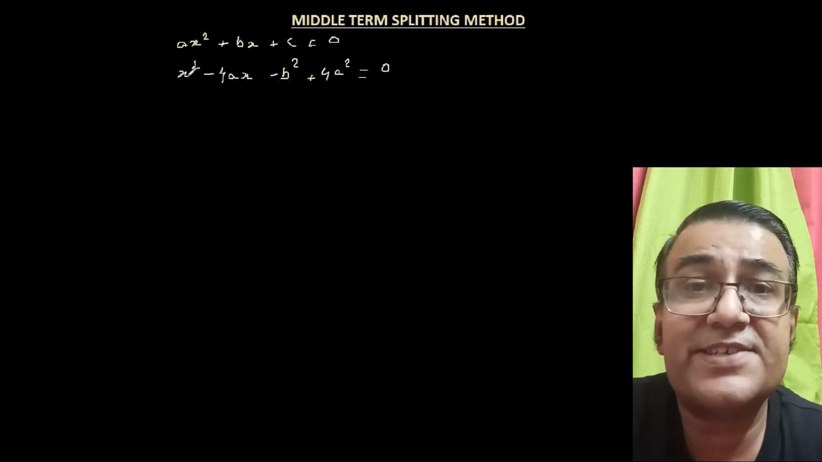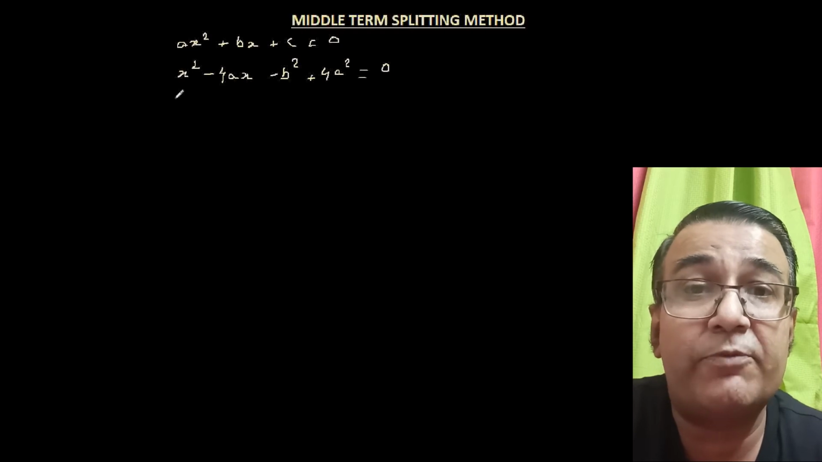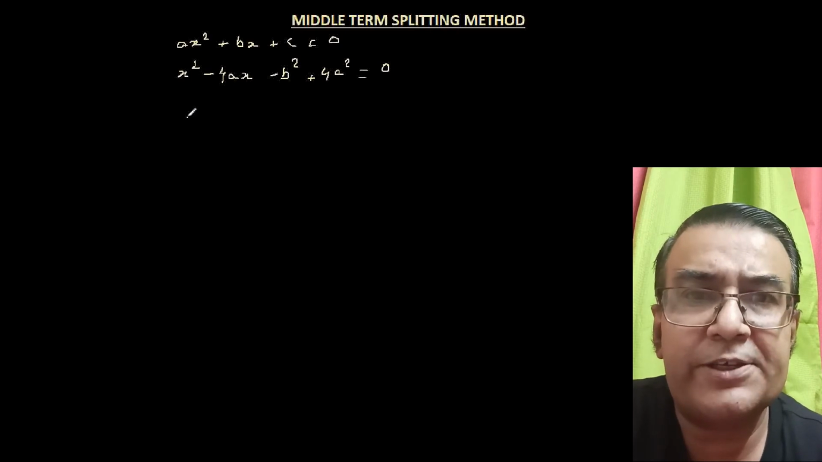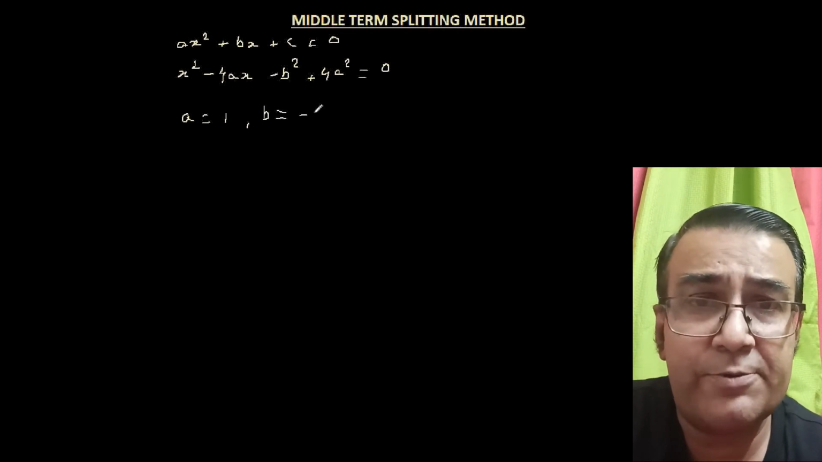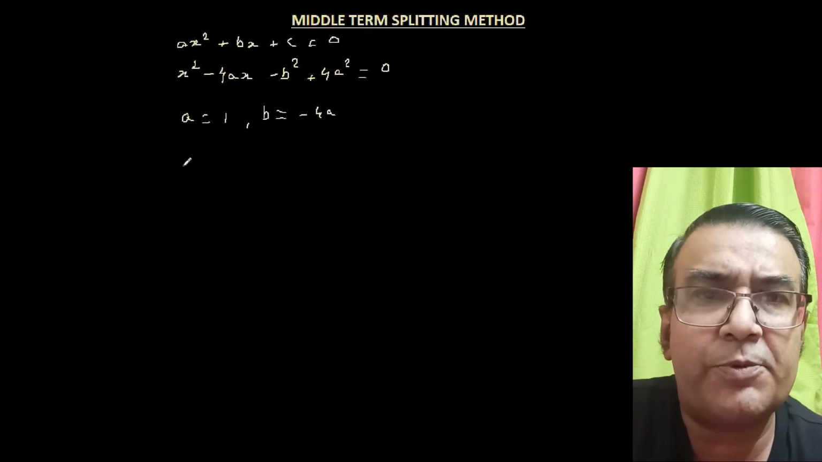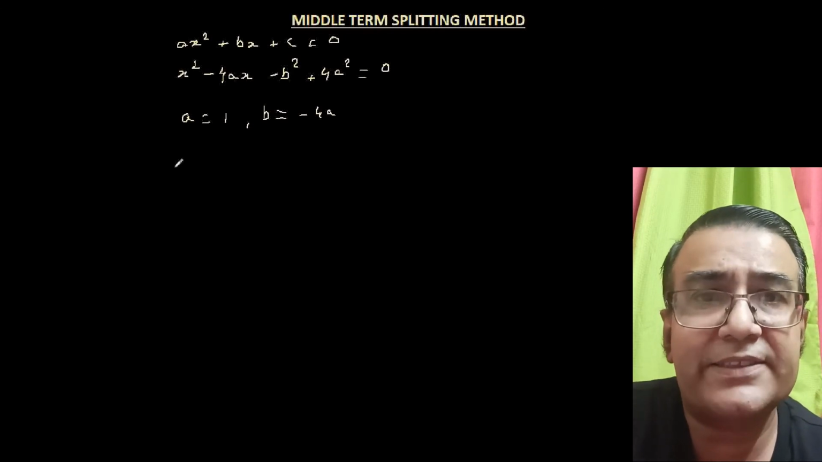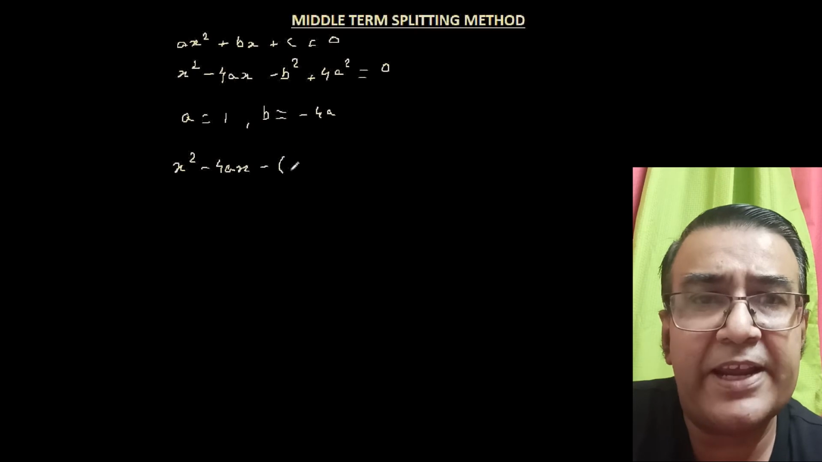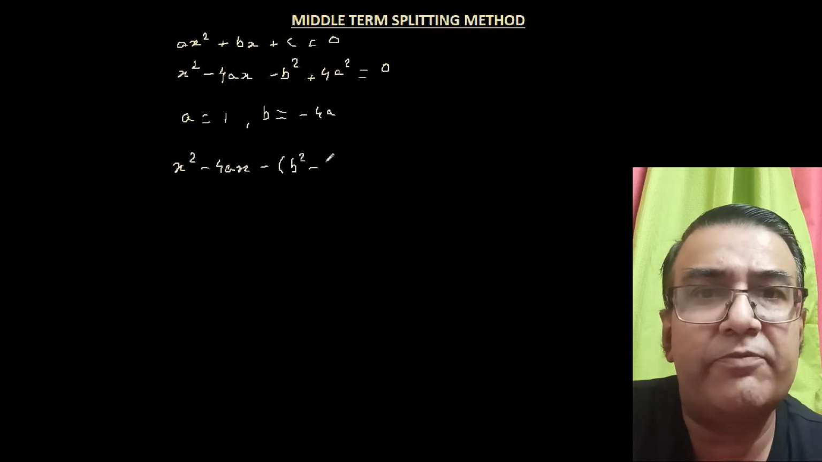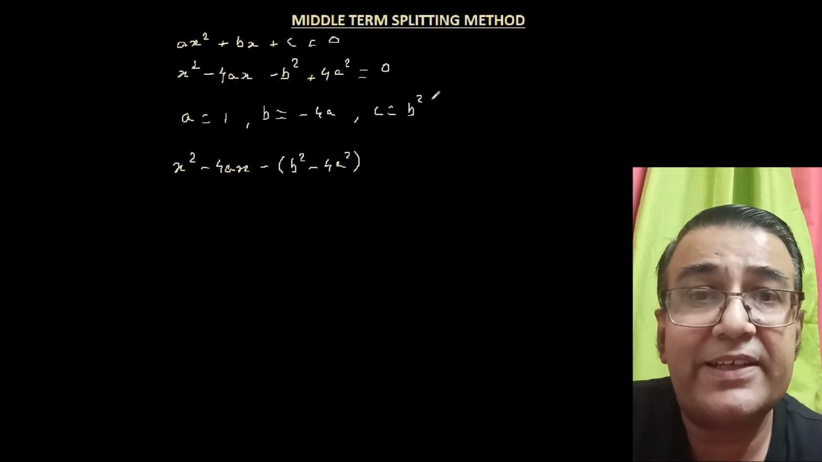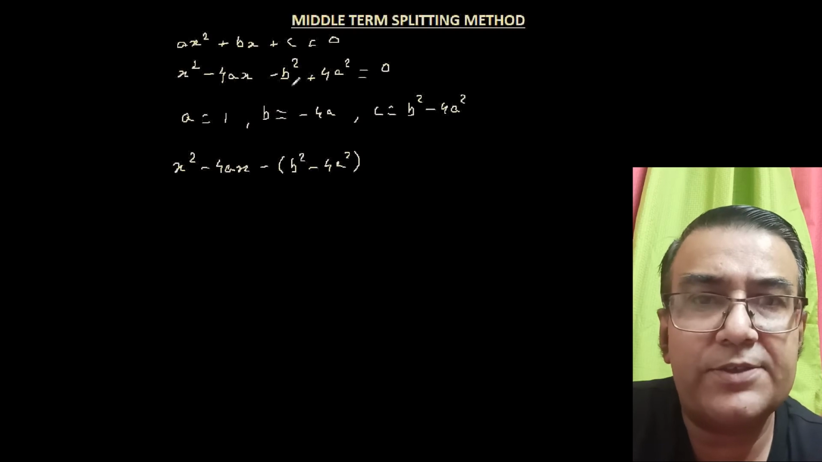Well, it looks to be in the standard form, so we'll just apply step 1, which is to identify the coefficients, which means a, b and c. Now looking at this equation, it is pretty clear that a is equal to 1, b is equal to minus 4a because it's the coefficient of x, and c is this term. So I can rewrite this equation as x squared minus 4ax, and then I can factorize out the negative sign here and write this c term within the brackets, which will then become b square minus 4a square. So we can write that c is equal to b square minus 4a square.